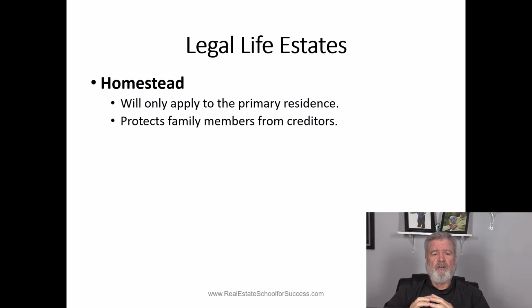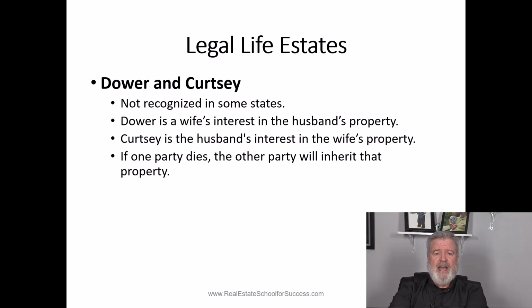With these legal life estates, one could be what we call the homestead. It only applies to a primary residence. You can only claim homestead on your primary home, where you live. If you own other properties, beach property, or a vacation home, whatever, you cannot claim homestead on any of those properties. But what it does is protect family members from creditors. It could even prevent probate from requiring you to sell it to pay off some of these creditors. That's what homestead does.